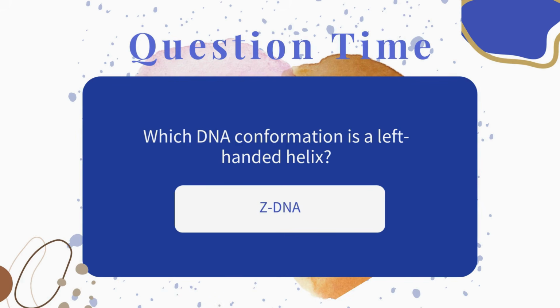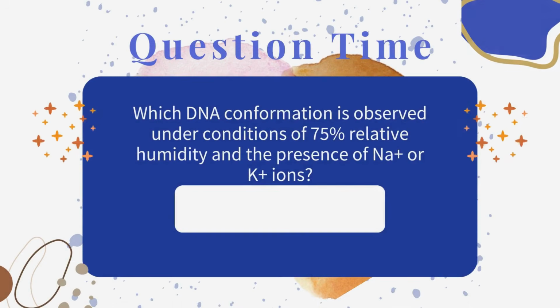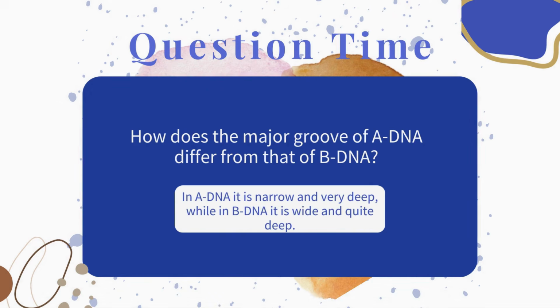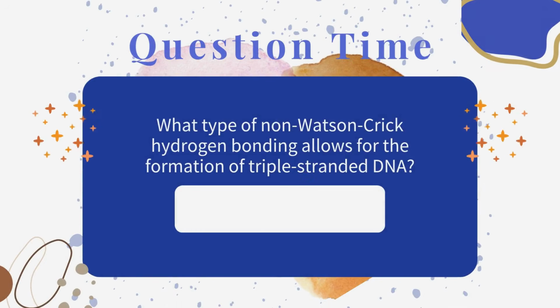Z-DNA. Which DNA conformation is observed under conditions of relative humidity and presence of sodium or potassium ions? A-DNA. How does the major groove of A-DNA differ from that of B-DNA? A-DNA is narrow and deep, while B-DNA is wide and quite deep.